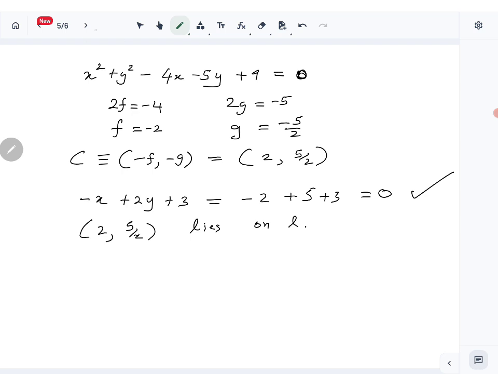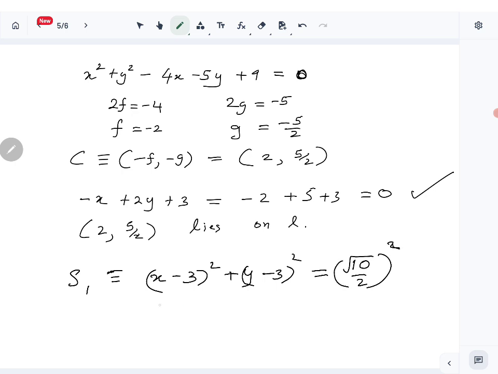So then we can write the equation of that circle. S1 is what? (x − 3)² + (y − 3)² = (√10/2)². B is the center, no? So here we are using the x minus a squared plus y minus b squared equals r squared form of the circle. So let's just expand it and write it in the normal circle form.